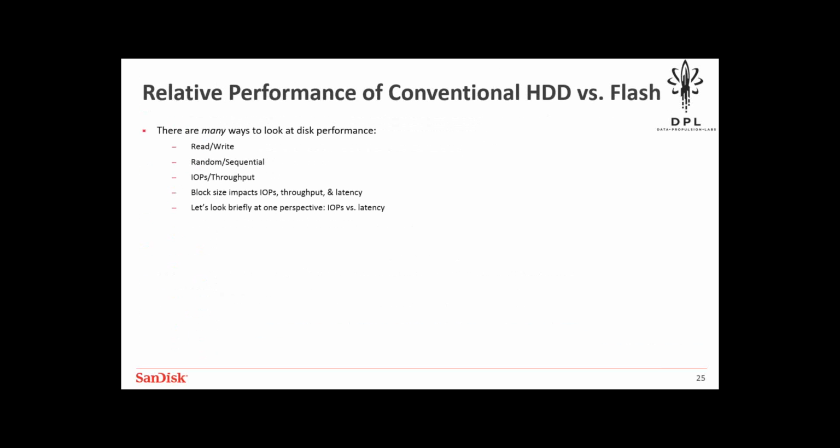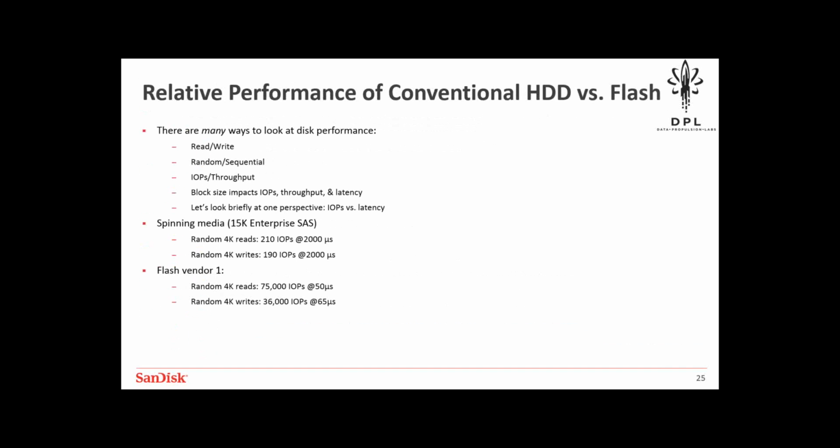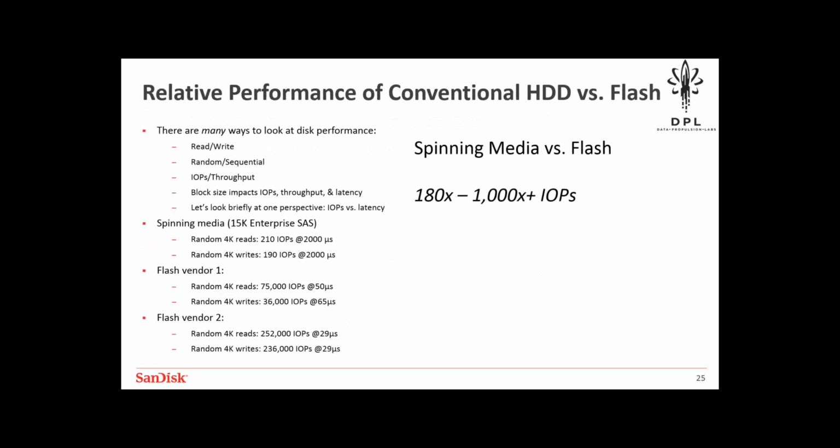Relative performance. Here is one look at this. Spinning media versus two different kinds of flash devices. One of them happens to be ours. It doesn't matter which one is which. One of them is from a competitor. And in terms of IOPS, you get 180 times to more than 1,000 times the number of IOPS for these particular devices versus spinning media. In terms of throughput speed, flash, depending on the device, was 30 to 70 times faster.